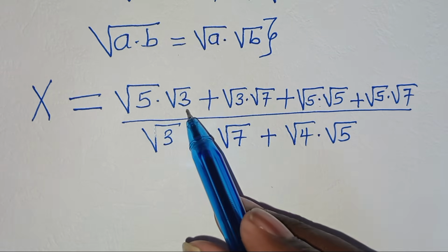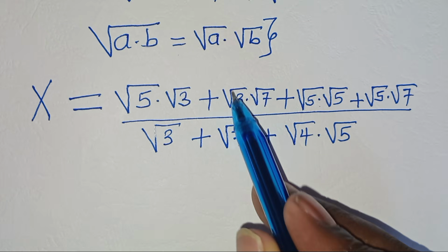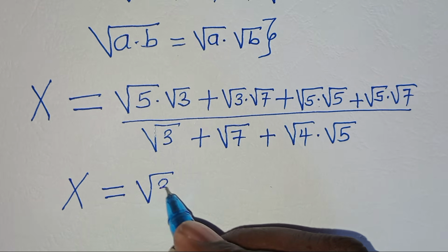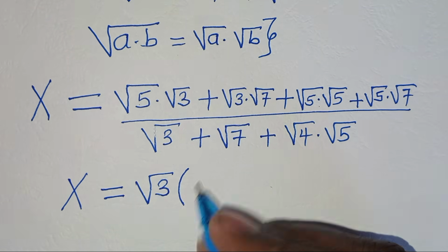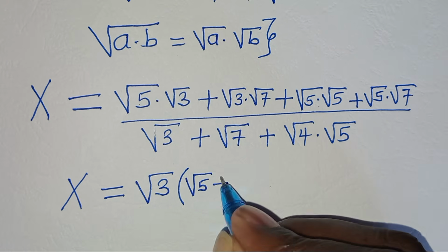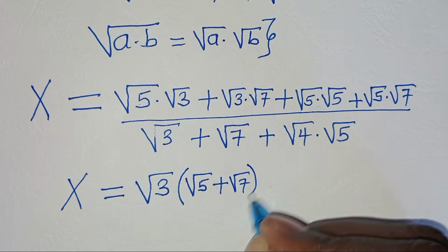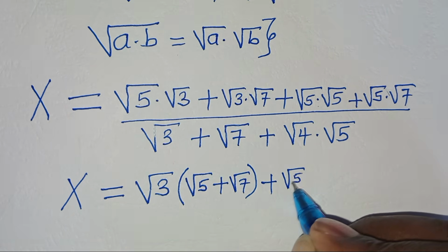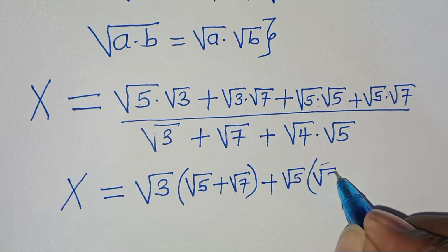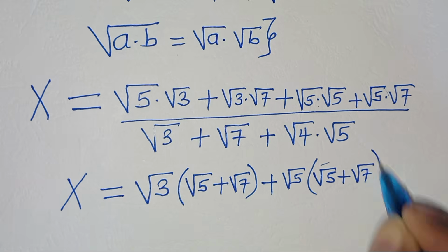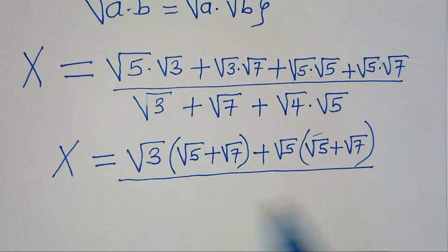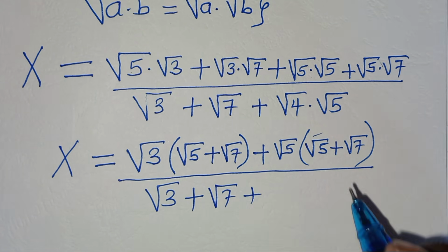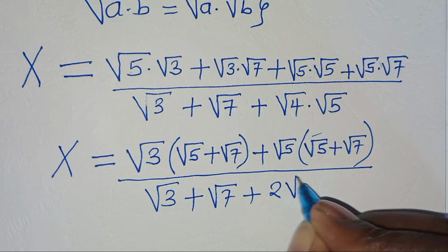Now, if we check here, we have that the square root of 3 is common. So we can factor out square root of 3. So we have square root of 3 into the parentheses, this is the square root of 5 plus square root of 7. Then plus, again here we have square root of 5 is common. So we have the square root of 5 into the parentheses, this is square root of 5 plus square root of 7. This is divided by square root of 3 plus square root of 7, then plus square root of 4, this is 2, square root of 5.